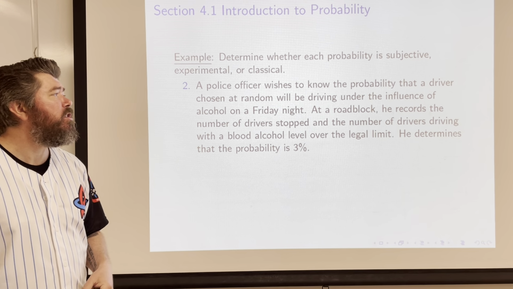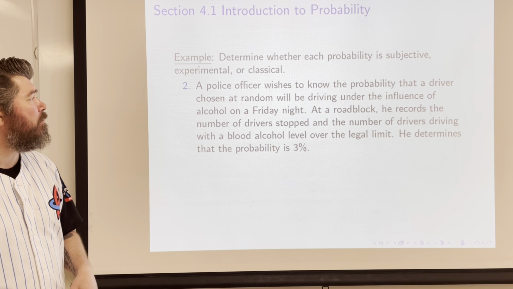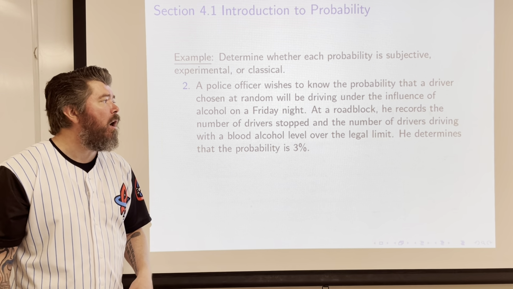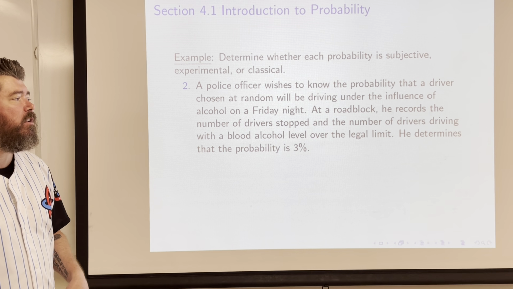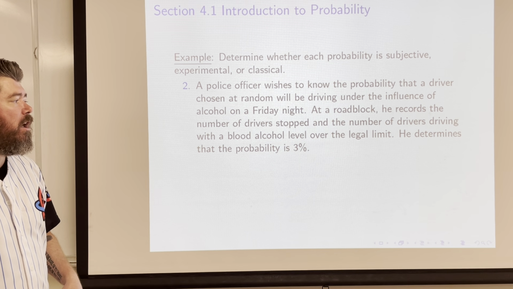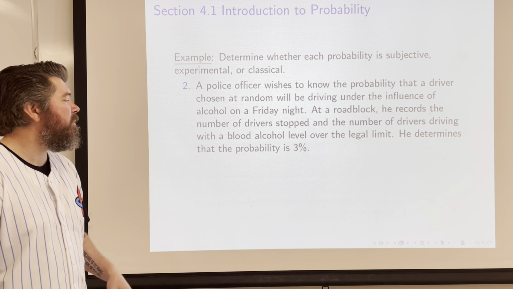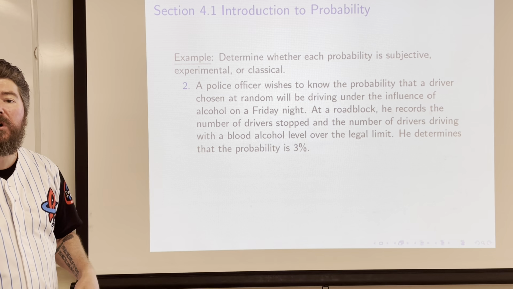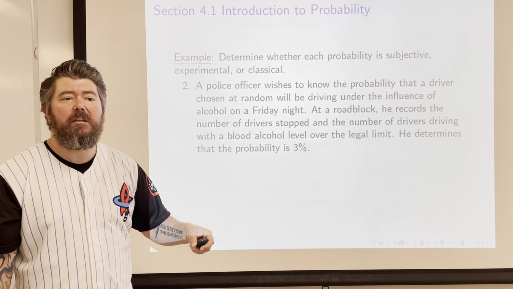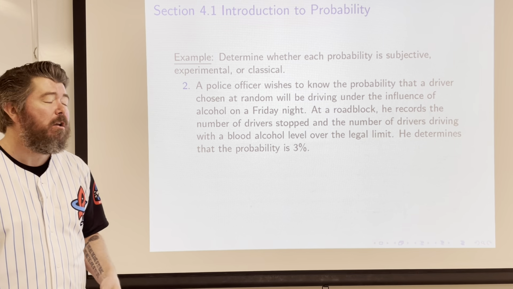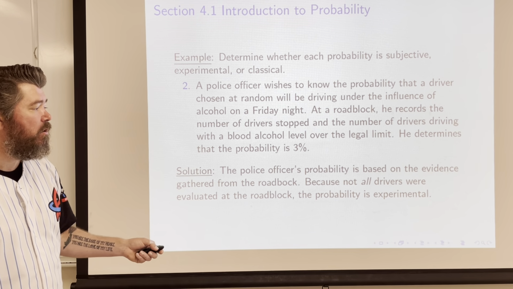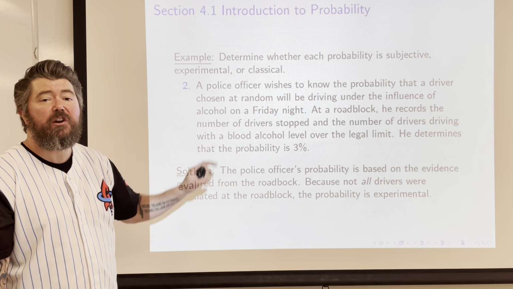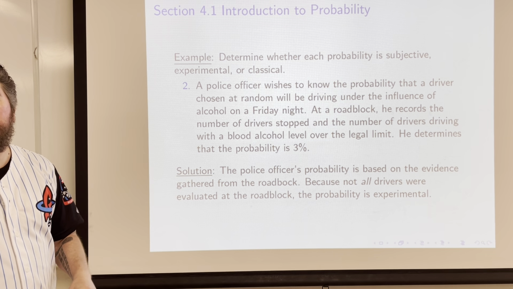A police officer wishes to know the probability that a driver chosen at random will be driving under the influence of alcohol on a Friday night. At a roadblock, he records the number of drivers stopped and the number of drivers driving with a blood alcohol level over the legal limit. He determines that the probability is 3%. Notice in this case, he's repeatedly performing an experiment, and he's calculating the probability off of that repeated calculation here. So because not all drivers were evaluated, just the drivers at this roadblock, the probability is experimental.